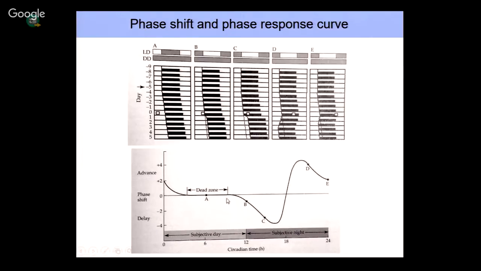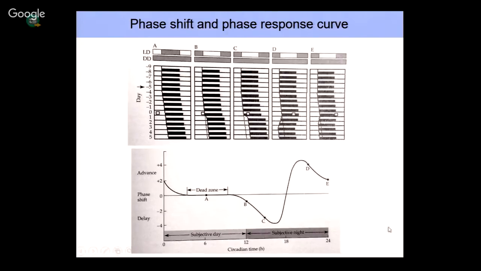But outside of the dead zone, you can change the clock, especially during the early nighttime. When you shine the light on the animal, it will think, no, it's not right. It must not be nighttime because there's still light there. It should be daytime, right? So it will delay its clock.